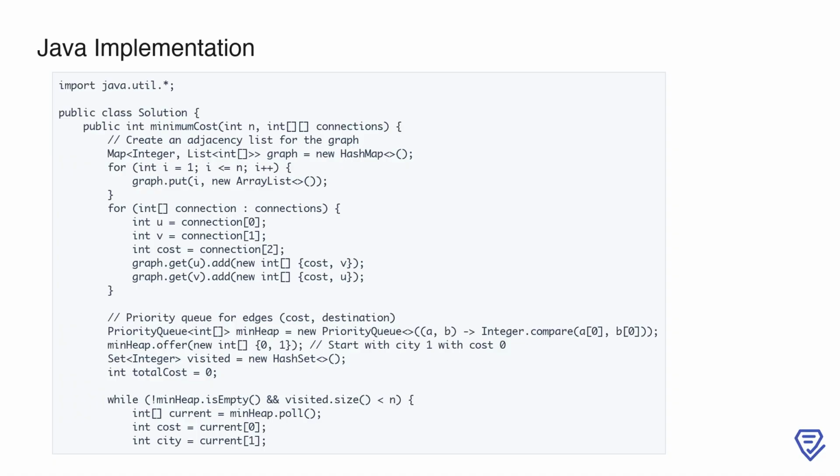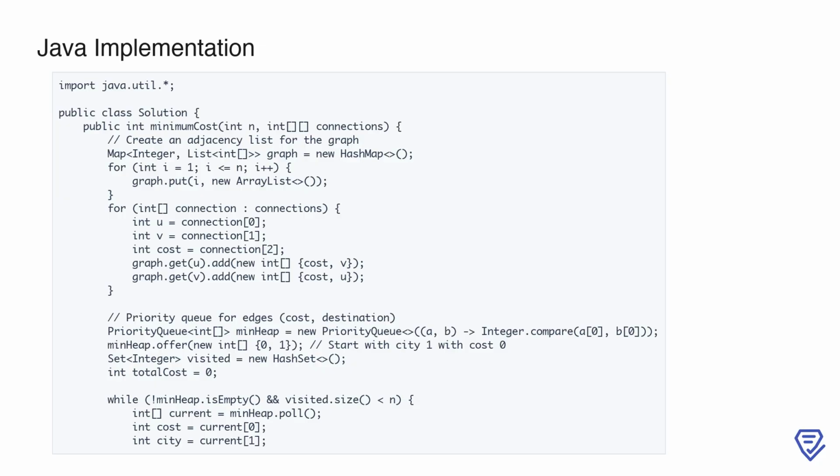Here, we start by importing necessary libraries like java.util.* to handle data structures such as maps, lists, and priority queues. In the minimum cost method, our goal is to determine the minimum cost to connect all cities. First, we create an adjacency list to represent the graph, where each city is a key, and its value is a list of neighboring cities along with the cost of connecting to them.